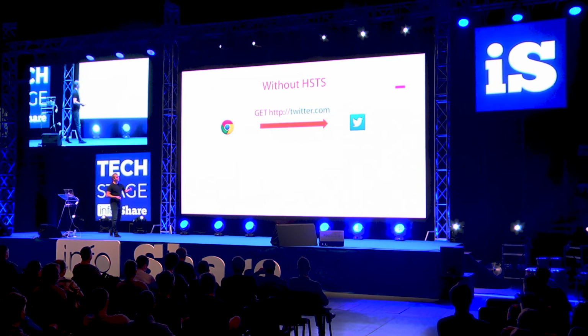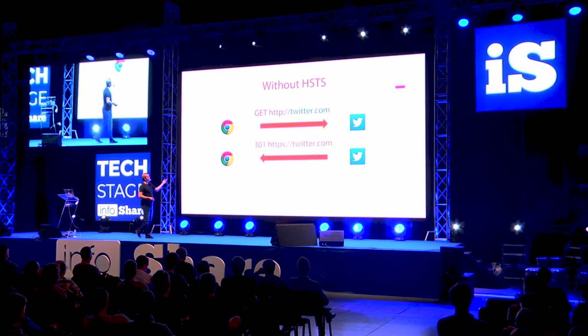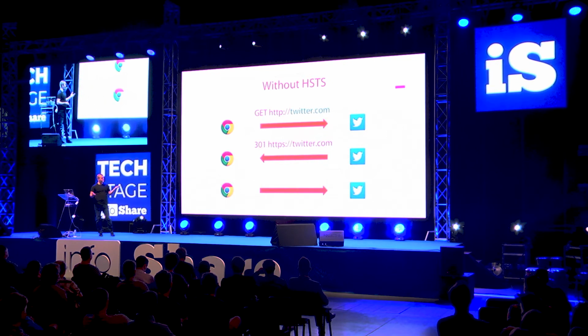Now, Twitter is a very good website. They have HTTPS deployed, so they will respond back with a 301 and say, no, we don't do HTTP. We do HTTPS, so please come back on HTTPS. And the browser says, of course, sure, there we go. GET request on HTTPS. Now we're secure. We've got green padlocks. Everything is good.